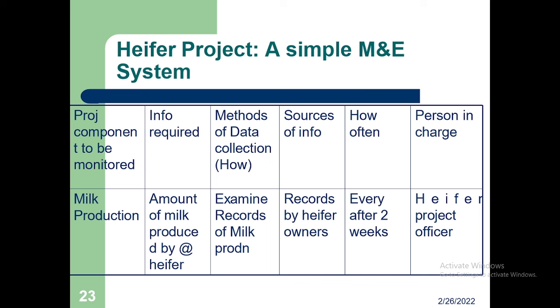How are we going to collect data? We look at records of the milk production. And what will be the source of this information? There will be records by the heifer. And then how often do we get this data? It will be every two weeks. And then the person in charge will be the heifer project officer. So that's it.